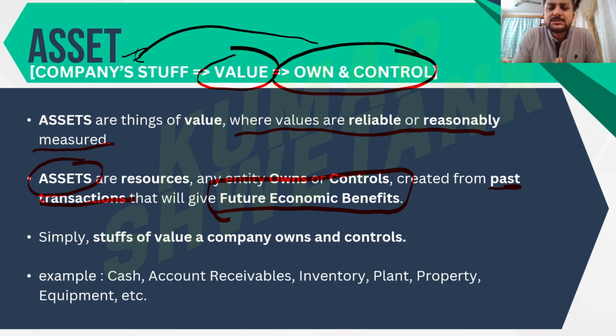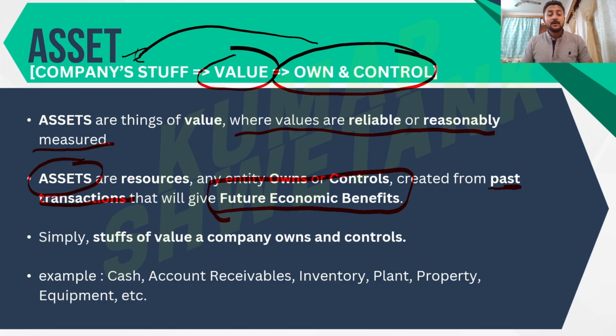To be very simple and precise, assets are the stuff of a company which has measurable values. That's it. You have to remember what an asset is. In accountancy, examples of assets are cash, accounts receivable, inventory, PPE, that is plant, property, equipment, etc.